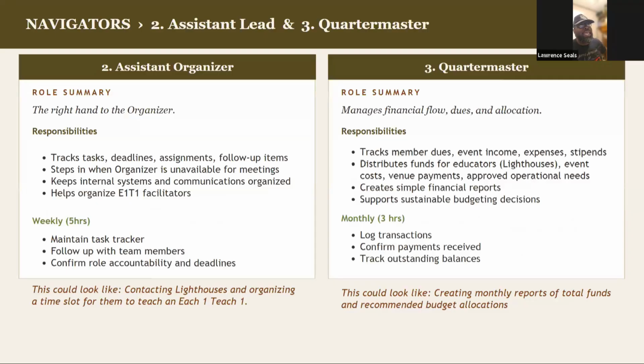All right, the assistant lead and the quartermaster. So, role summary of the assistant organizer, or I said assistant lead. That's supposed to be organizer. The right hand to the organizer. The assistant organizer tracks tasks, deadlines, assignments, follow up items, steps in when organizer is unable for Monday meetings, keeps internal systems and communications organized, helps organize each one, teach one's facilitators. The weekly commitment for an assistant organizer is about 5 hours.